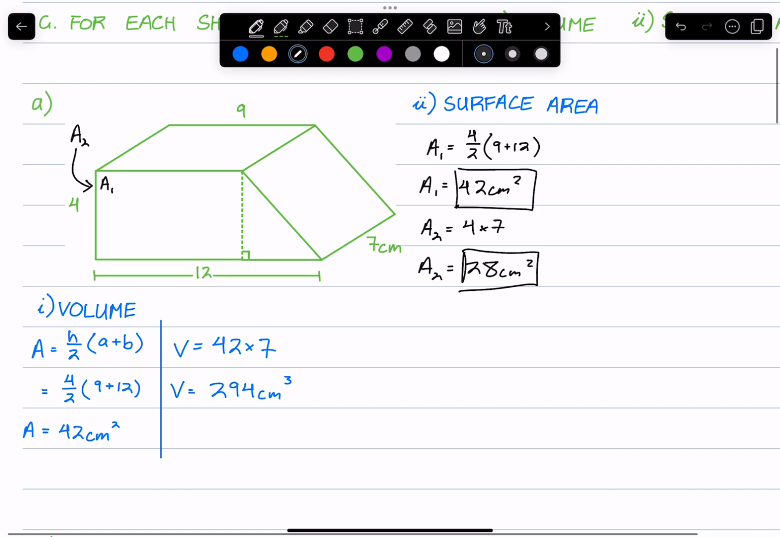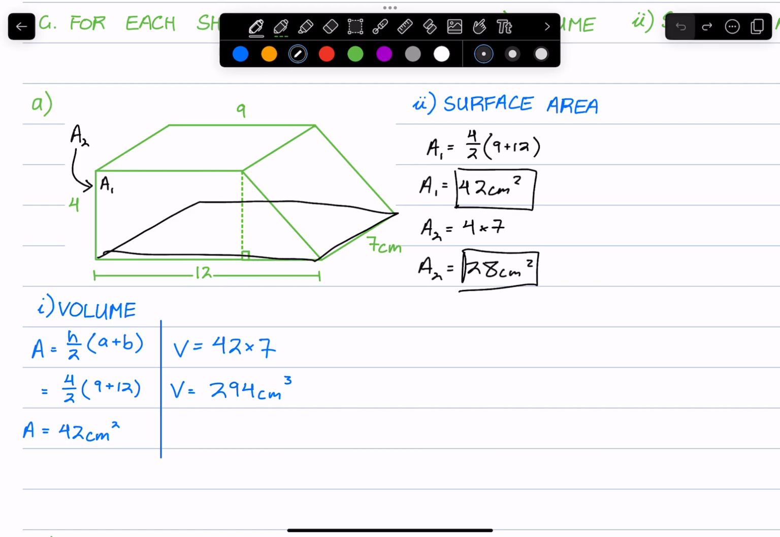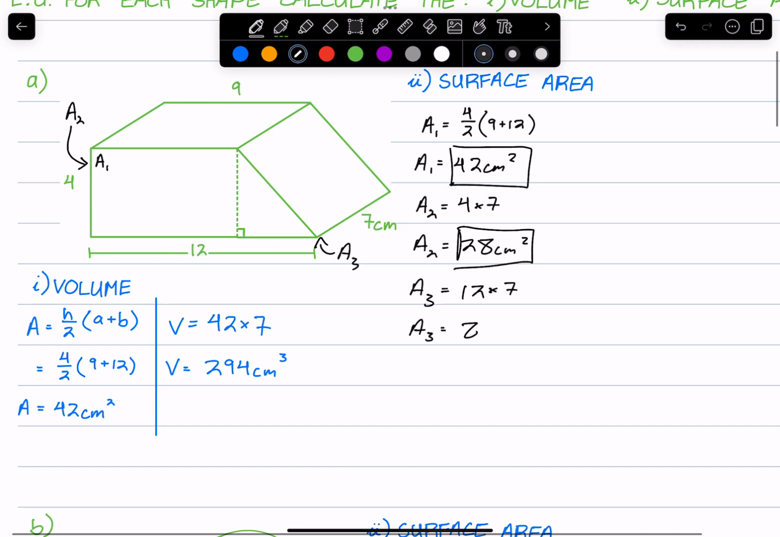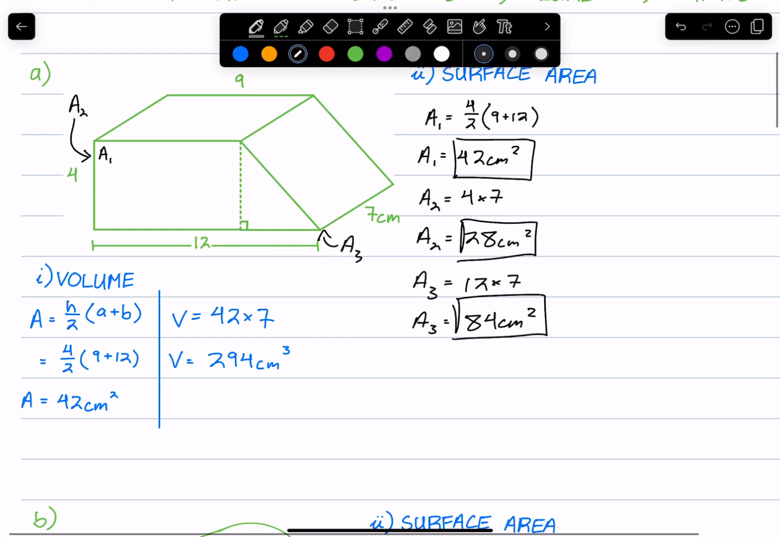The next easiest shape, again I can see, is this bottom rectangle. It's underneath. Let's call that area 3. So area 3 is just going to be 12 times 7. Area 3 is going to be 84. 12 times 7, yep, sorry, 84 centimeters squared. Just did a quick mental calculation there.